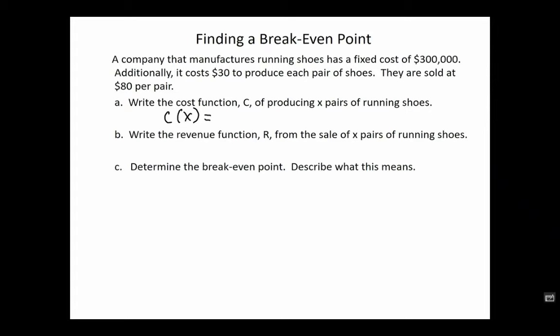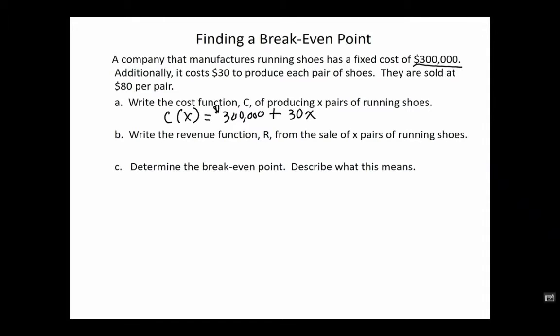So in this case, the fixed cost is given to be $300,000. So we have $300,000 plus $30 to produce each pair. So that's 30 times the number of pairs of shoes produced, which is X. So the cost function is represented by the function C. C of X is equal to 300,000 plus 30X.